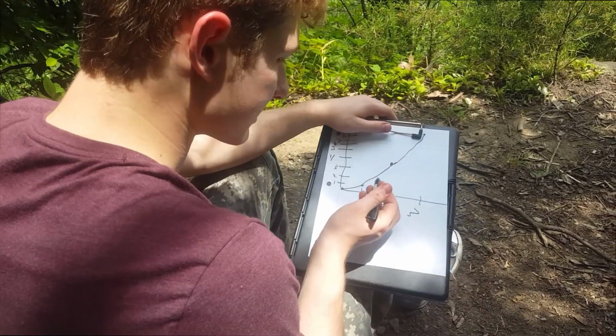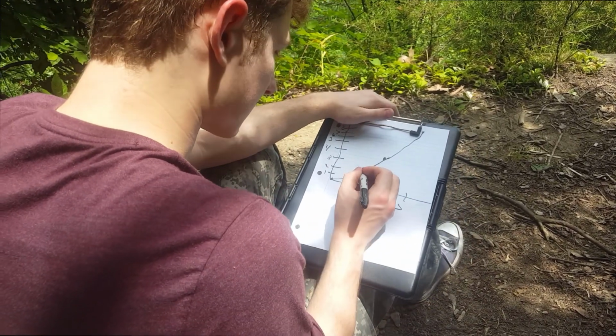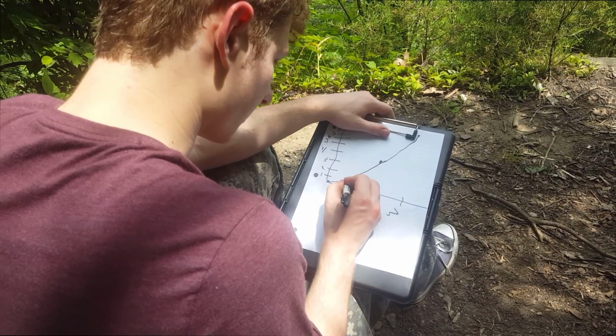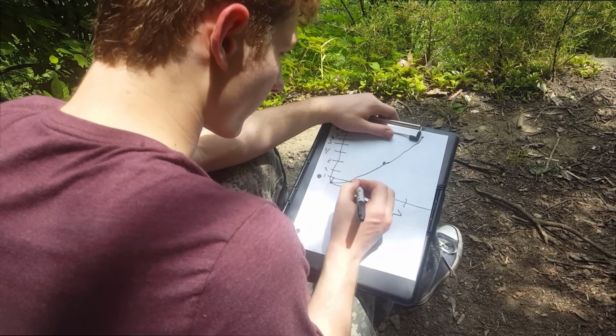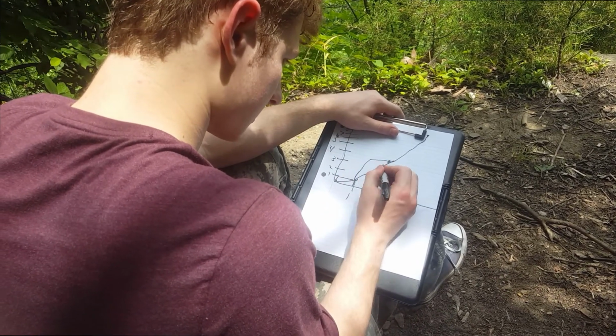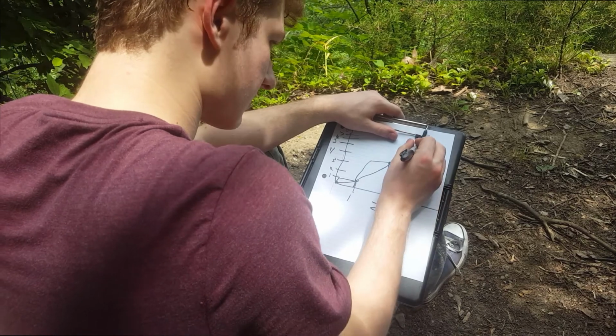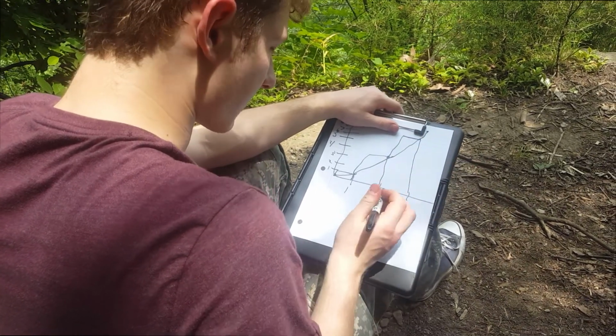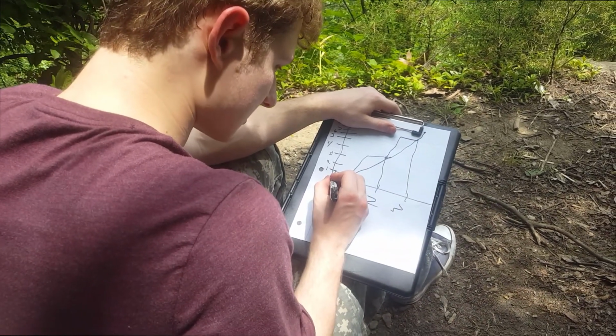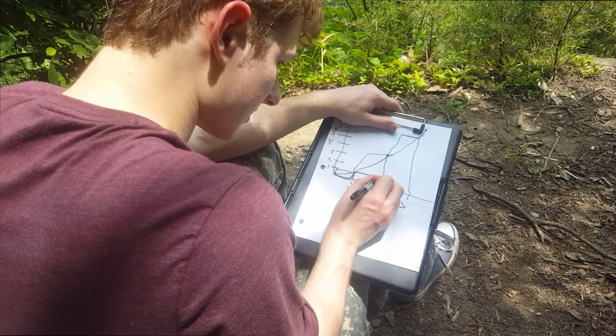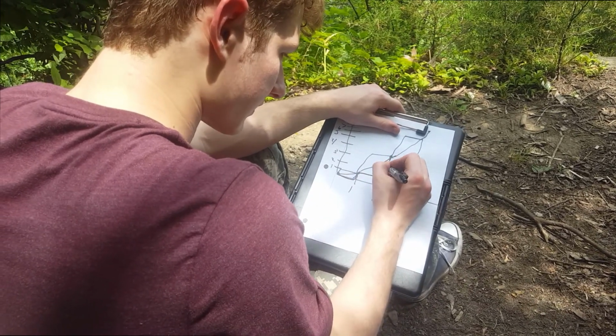So the rectangles of the right Riemann sum would look like this. You do here, and they would go over the curve. And the rectangles of the left Riemann sum would be like this. These would go under the curve.